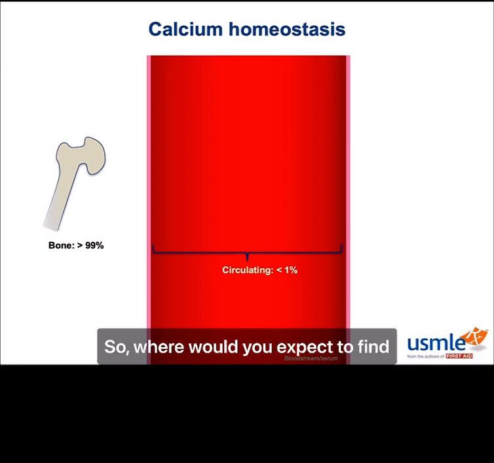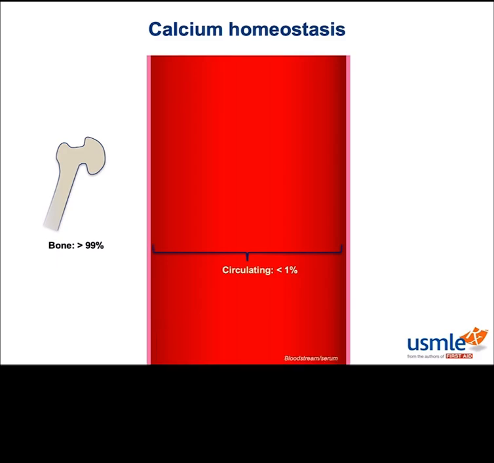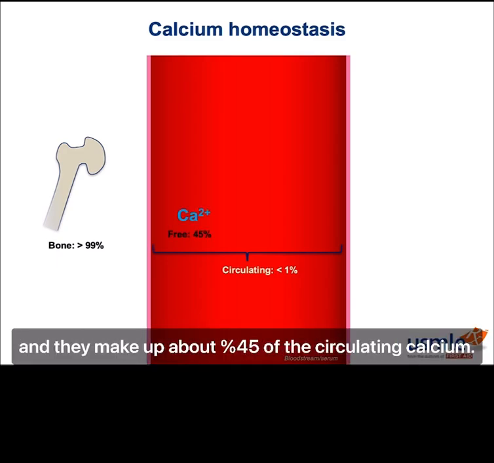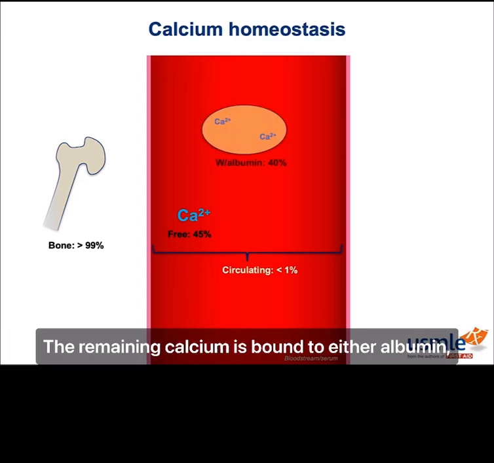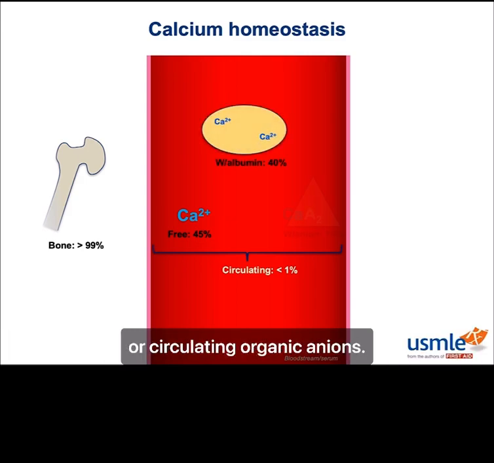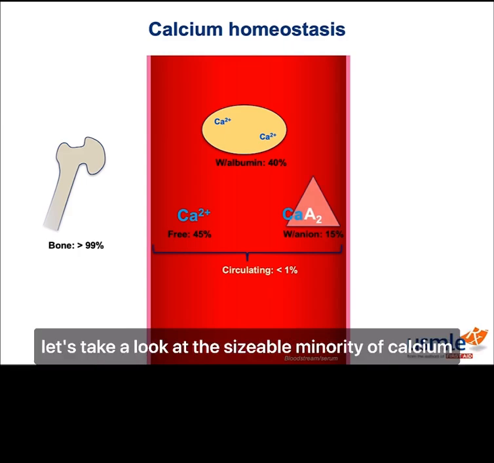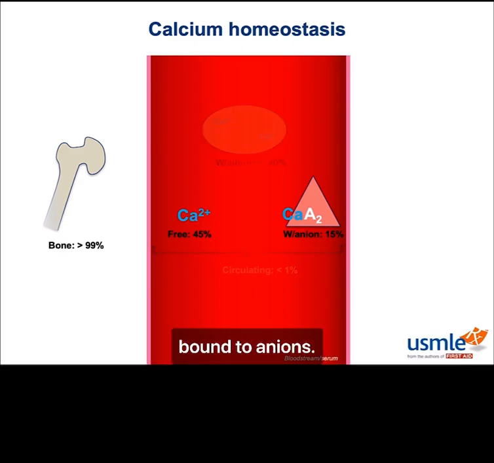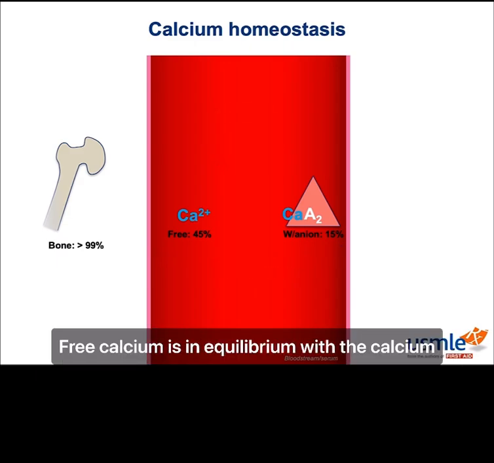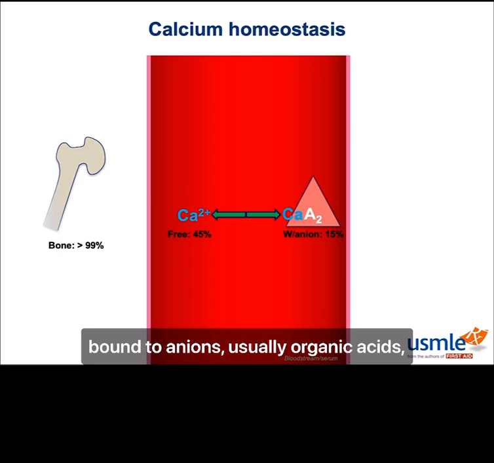So, where would you expect to find circulating calcium? Free calcium ions are certainly an option, and they make up about 45% of the circulating calcium. The remaining calcium is bound to either albumin because it's negatively charged, or circulating organic anions. Now, because I know how much y'all love chemistry, let's take a look at the sizable minority of calcium bound to anions. Free calcium is in equilibrium with the calcium bound to anions, usually organic acids, meaning that they associate and dissociate in a ratio that's determined by how much of each is present in the blood.